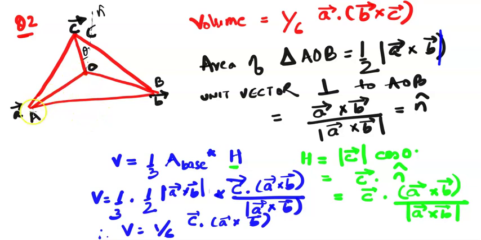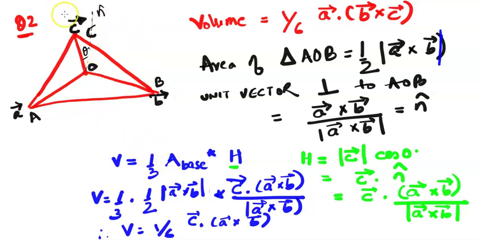In order to find height, first we need to know what is the unit vector which is perpendicular to this base. So we know there are two vectors a and b in this plane. So anything which is perpendicular to this plane can be given by a cross b. And if we want to get a unit vector perpendicular to the plane, we just need to divide by its mod, which is mod of a cross b. So this is nothing but a unit vector which is perpendicular to this plane AOB.